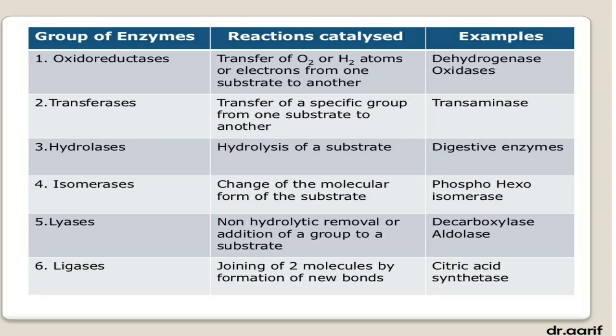First is oxidoreductase. In this group, the enzymes transfer oxygen or hydrogen atoms or electrons from one substrate to another. Example, dehydrogenase, oxidases. So, oxidoreductase enzymes help in the oxidation and reduction reactions in the cell.